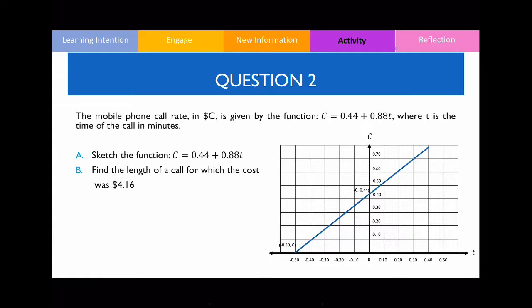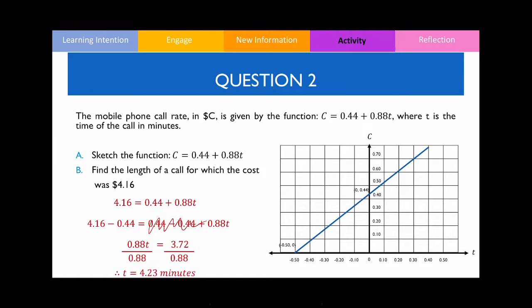For part B, we're going to substitute your C value as $4.16 and then rearrange to solve for T. I'm going to subtract both sides by 0.44, so that will get rid of this part over here. I'll then divide both sides by 0.88. Hence, your value of T is going to equal roughly 4.23 minutes.